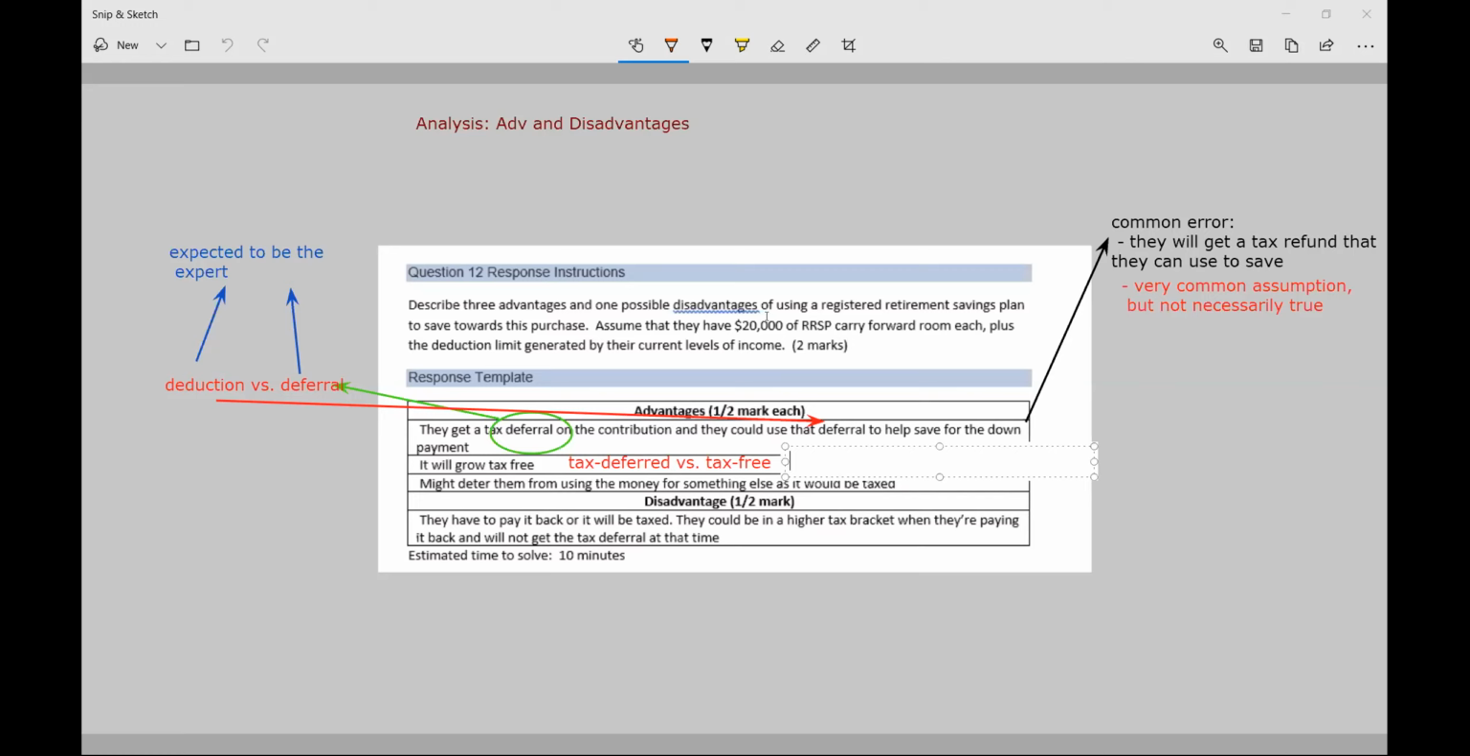Yeah, in fact, any use of the RRSP is really a deferral, right? Tax-free growth would be TFSA.